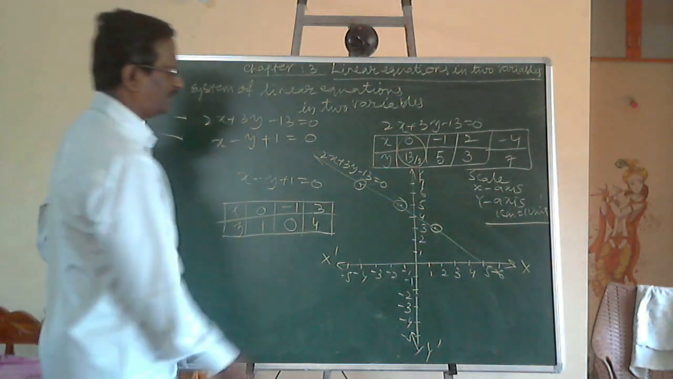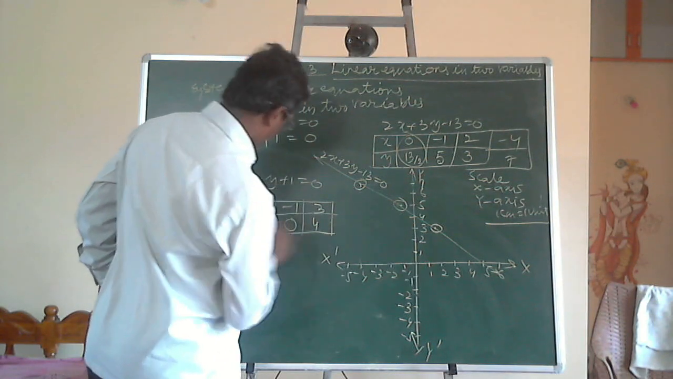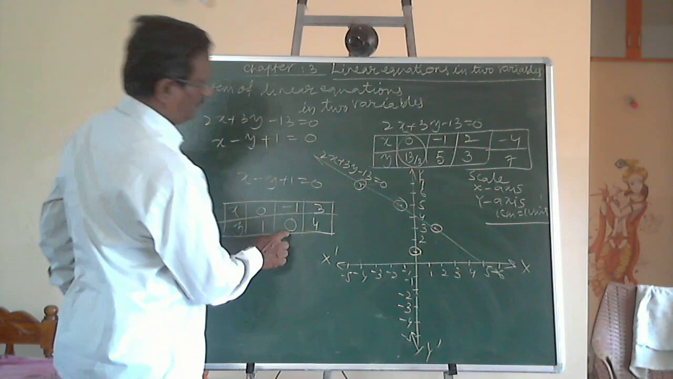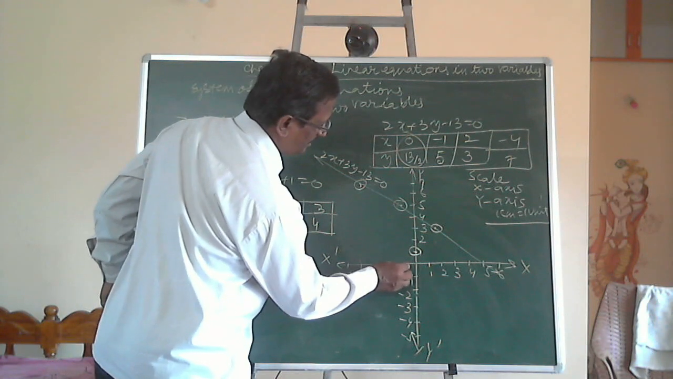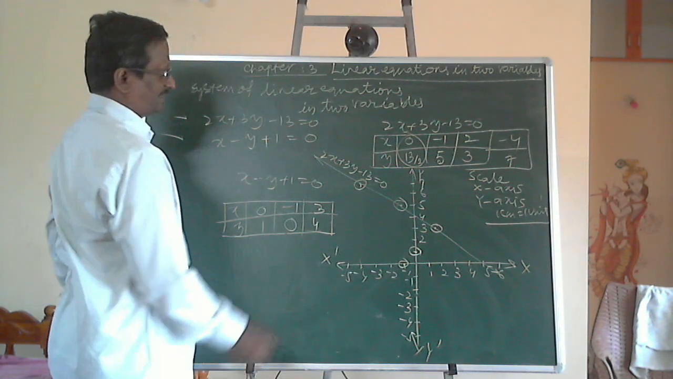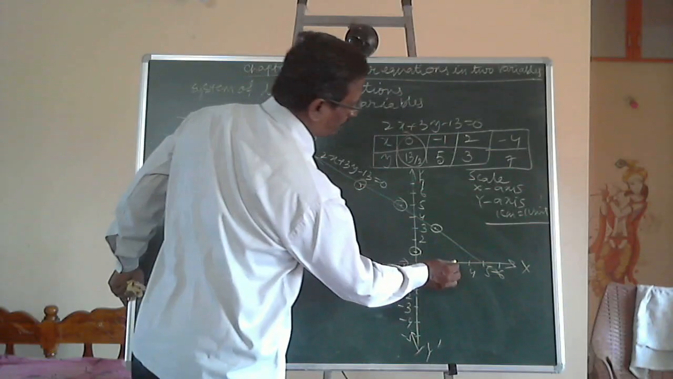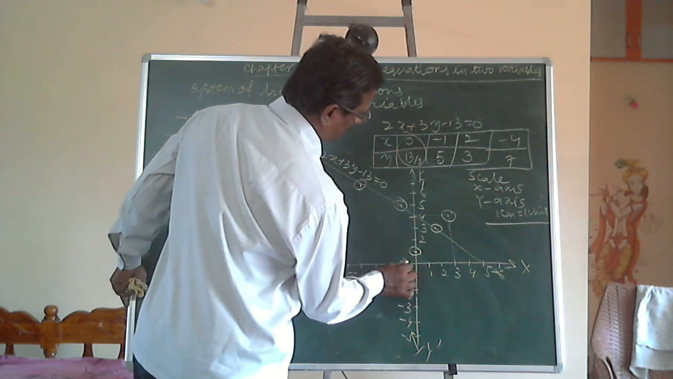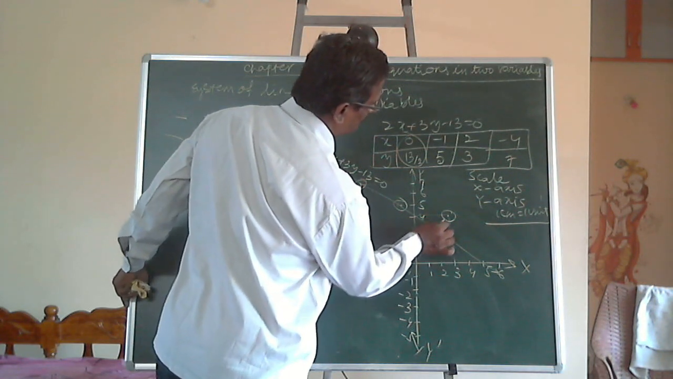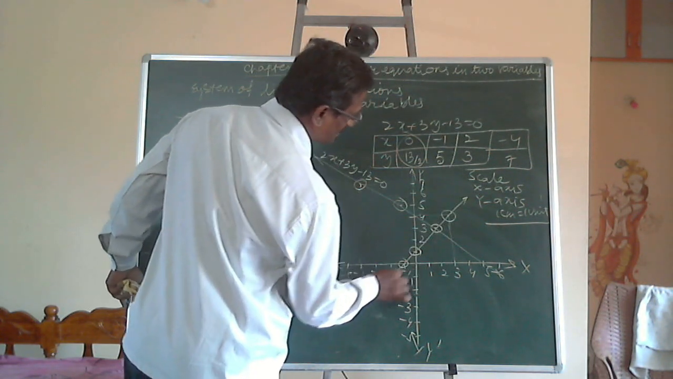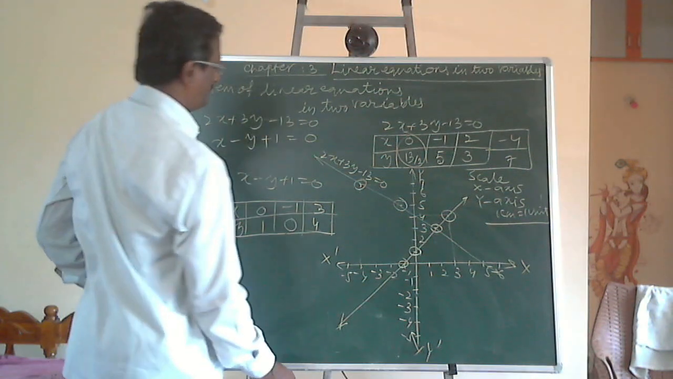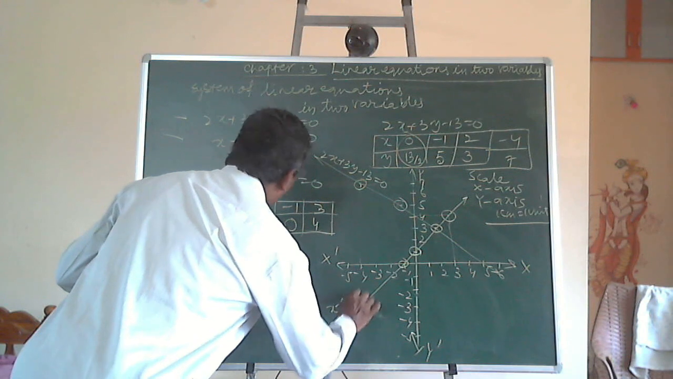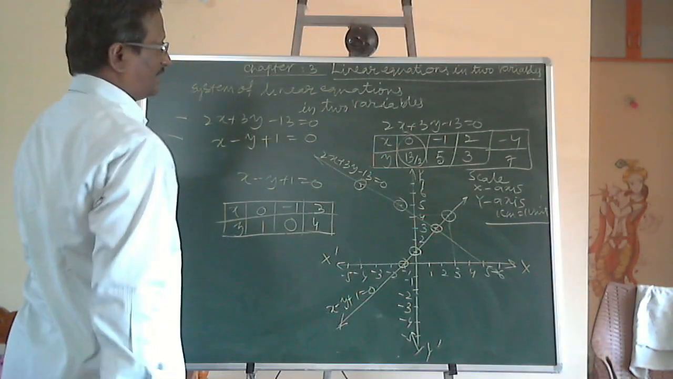For x equal to 0, y is plus 1. X is equal to -1, y is equal to 0, which lies on the x axis. X 3, y 4. If you join these 3 points, we get a straight line. On this straight line, x minus y plus 1 is equal to 0 is the equation.